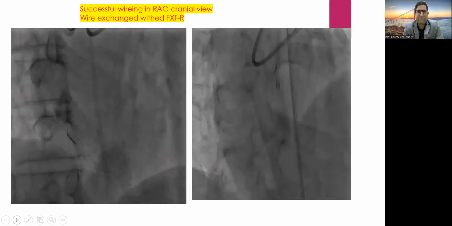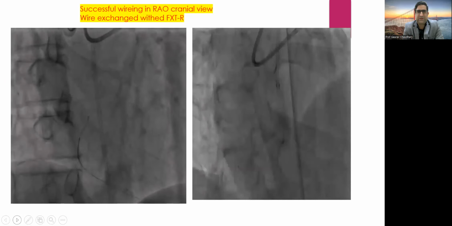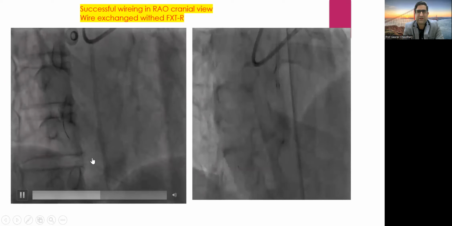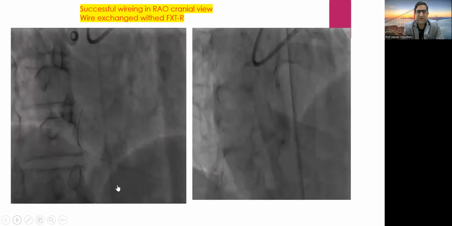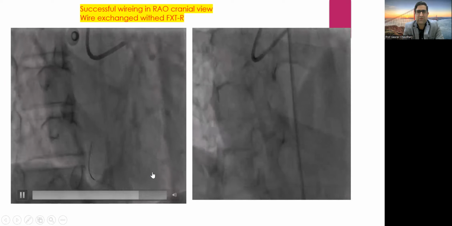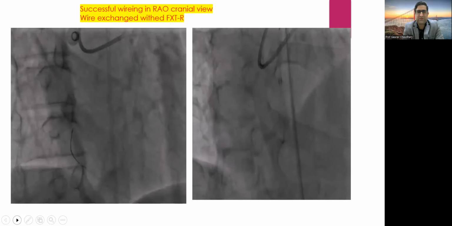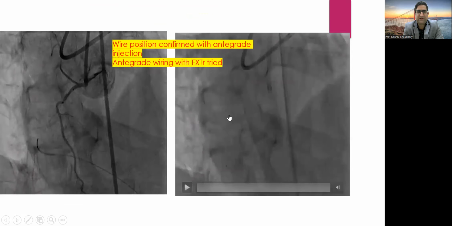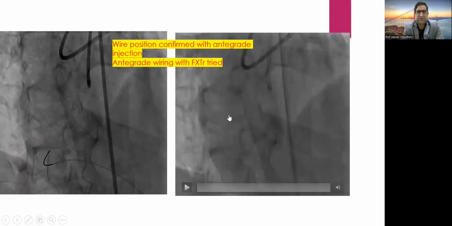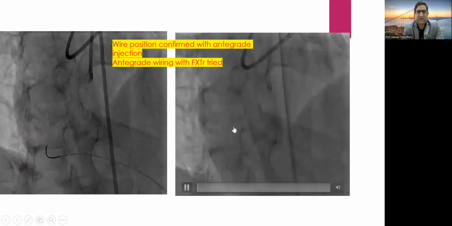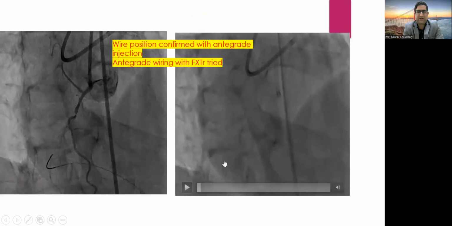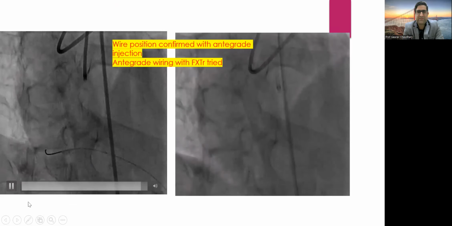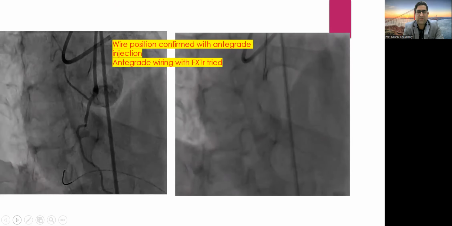And now we switched to this cranial view, and the wire was changed to the Fielder XTR. We thought we could go from the distal lumen to the proximal lumen. So this was tried, and we also took this wire into the antegrade guide, taking it as a marker, we thought that this distal wire can go into the main lumen.